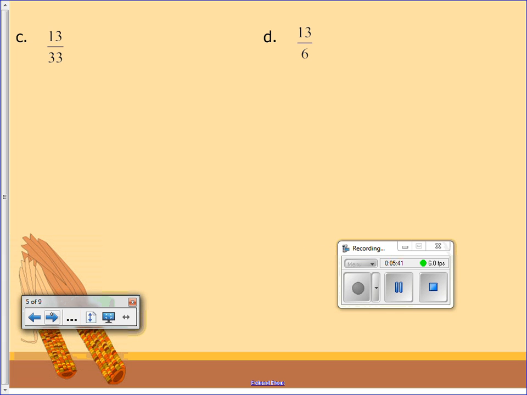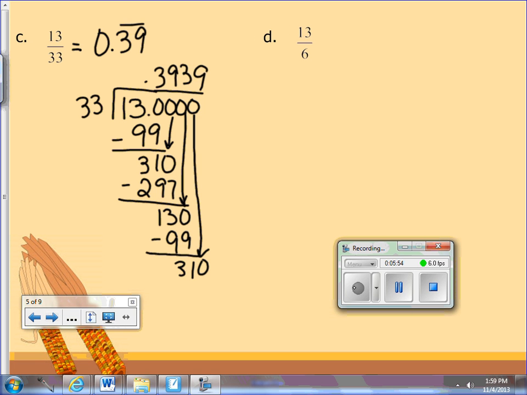In example C, we are going to determine what the decimal is for 13/33. I'm going to pause the video, let you work it out, and come back and check your answer. Let's go on to C. You'll notice a pattern of 39 repeating. Once you are sure that it's going to continue to repeat, you can stop dividing. So 13/33 is 0.39 with the bar notation over the 3 and the 9.